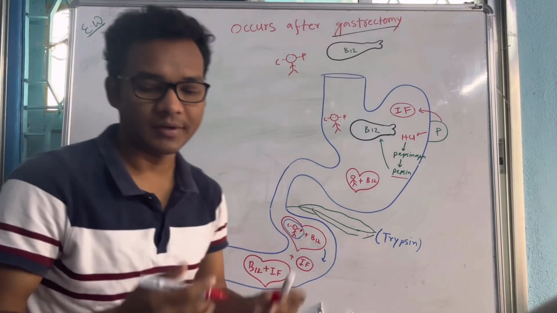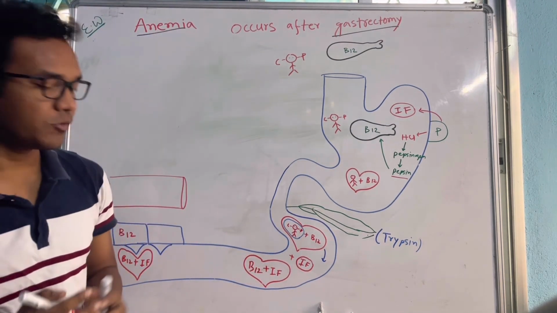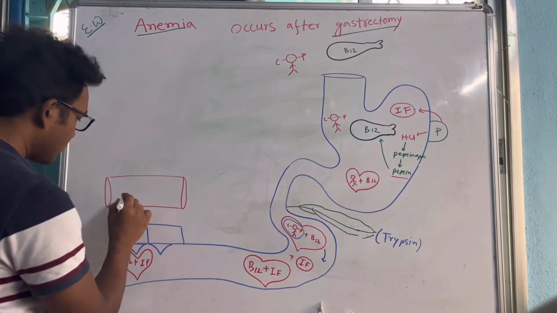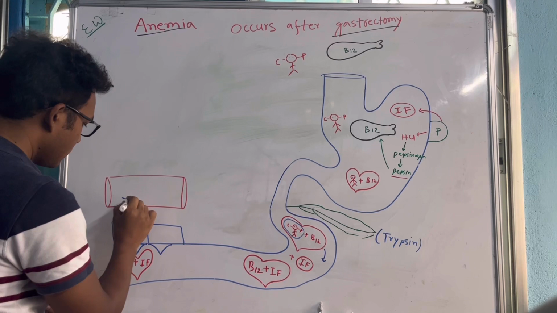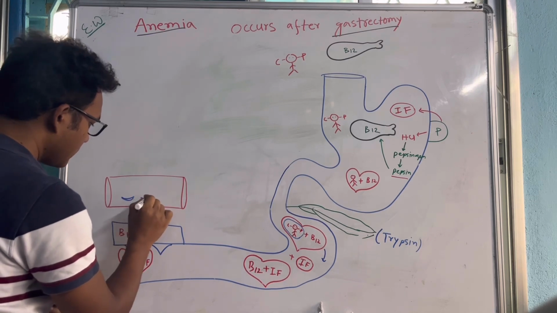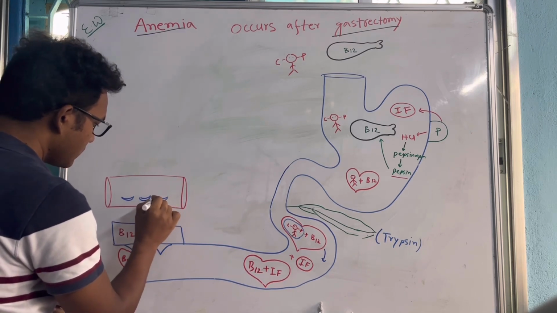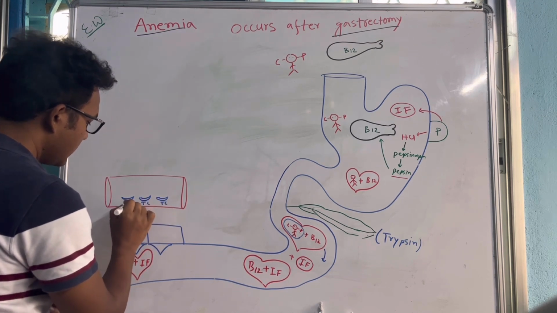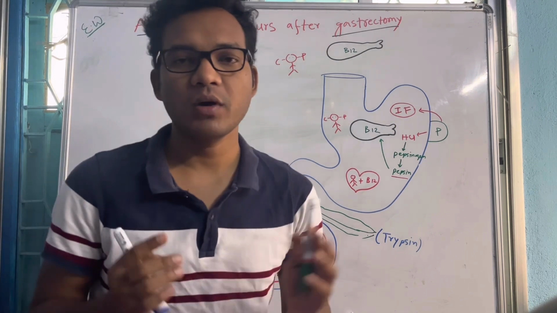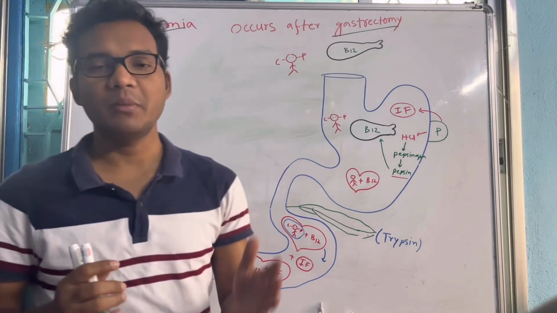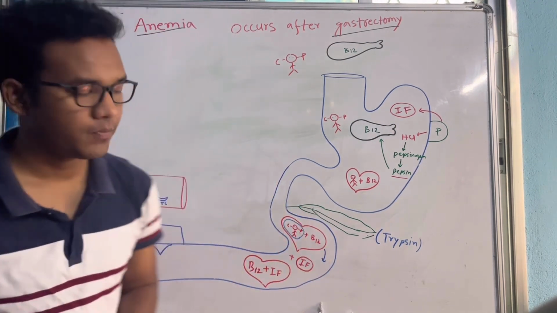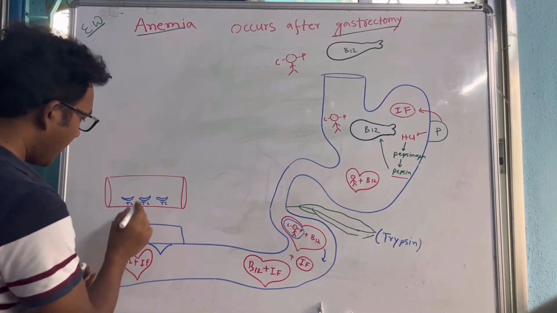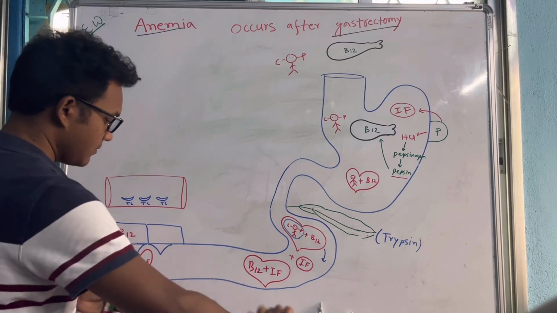Here a transport protein is present. The name of the transport protein is transcobalamin. There are three types of transcobalamin present, 1, 2 and 3, but the most important is transcobalamin 2. So here B12 binds with this transcobalamin.